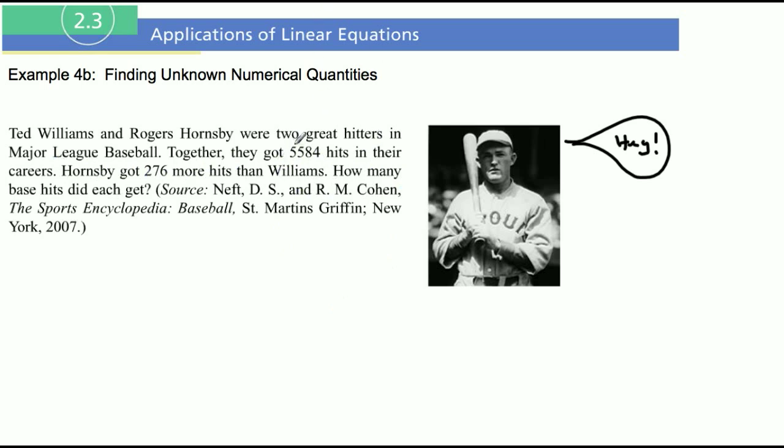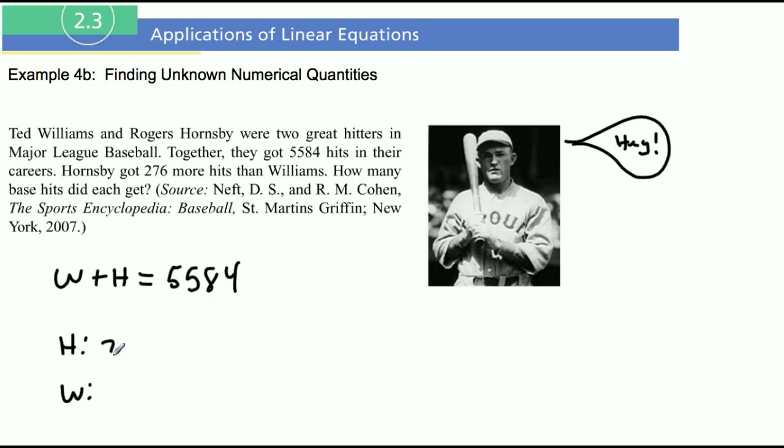All right, so let's first pull out what information is given to us. Well, what information do we know? We know that together they got 5,584 hits. So Williams plus Hornsby, if you add both of their hits together, is 5,584 hits. Now we also have some information about Hornsby in relationship to Williams. Hornsby got 276 more hits than Williams.